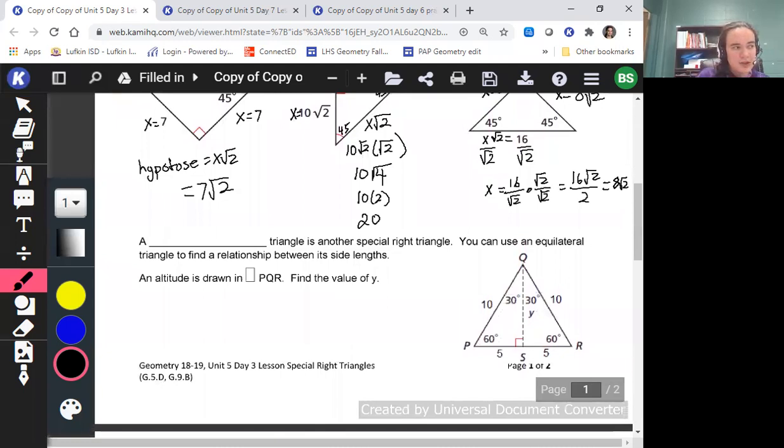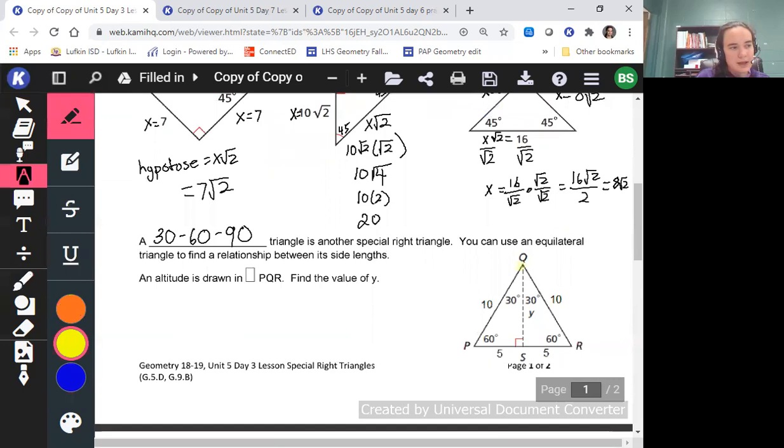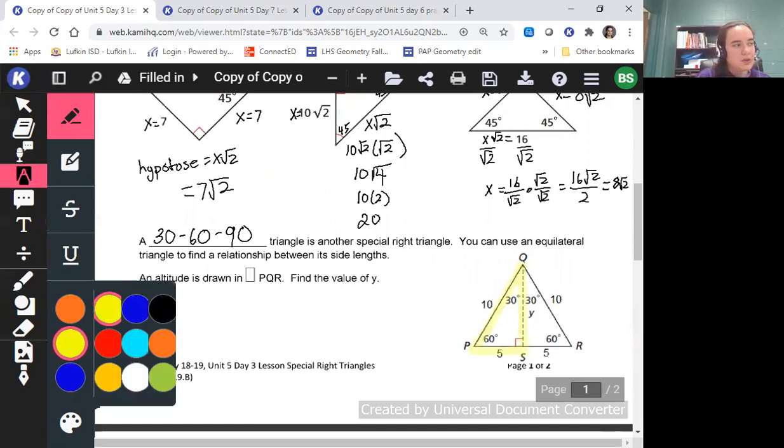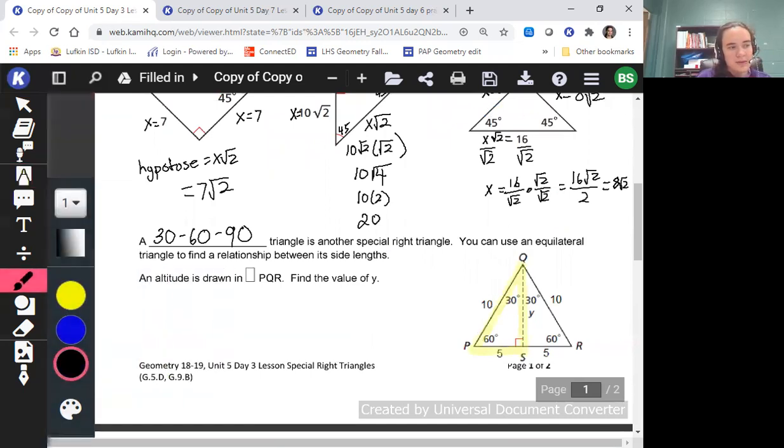Our other kind of special right triangle is a 30, 60, 90 triangle. Now you will notice that the 30, 60, 90 triangle is made by cutting an equilateral triangle in half. So we have our hypotenuse, which is 2 times as long as our short side, which is L. So then we need to find our middle length side.